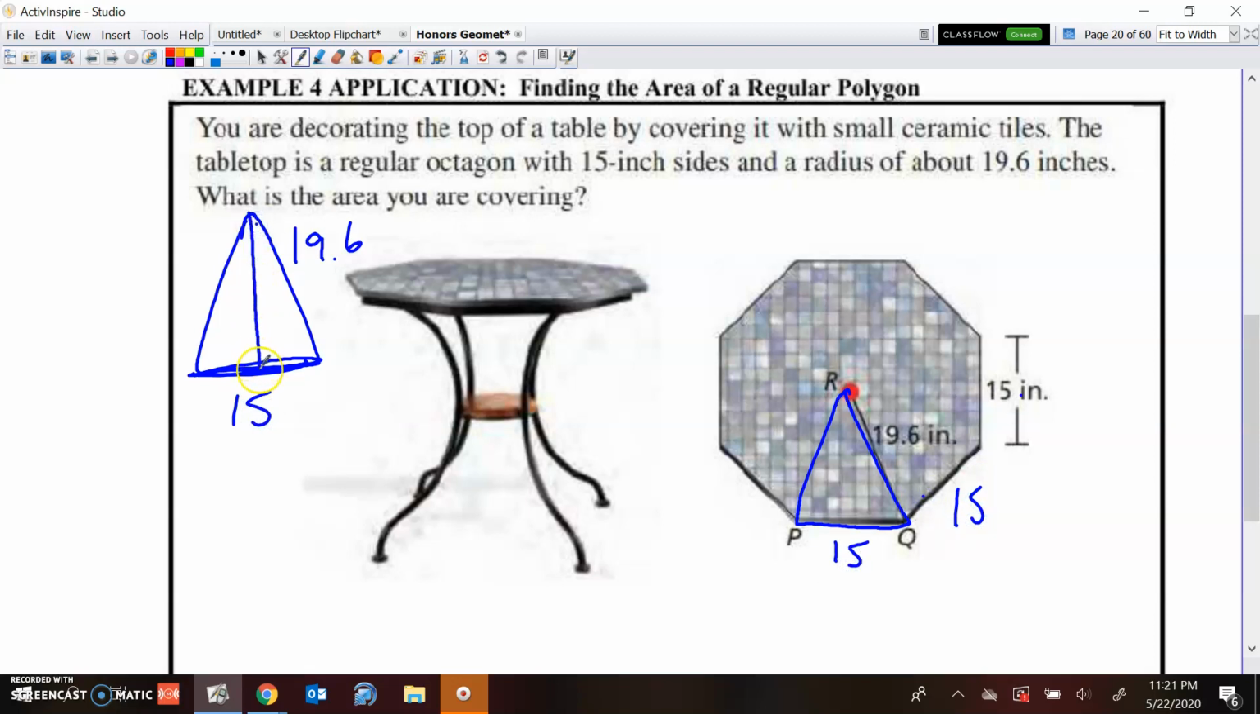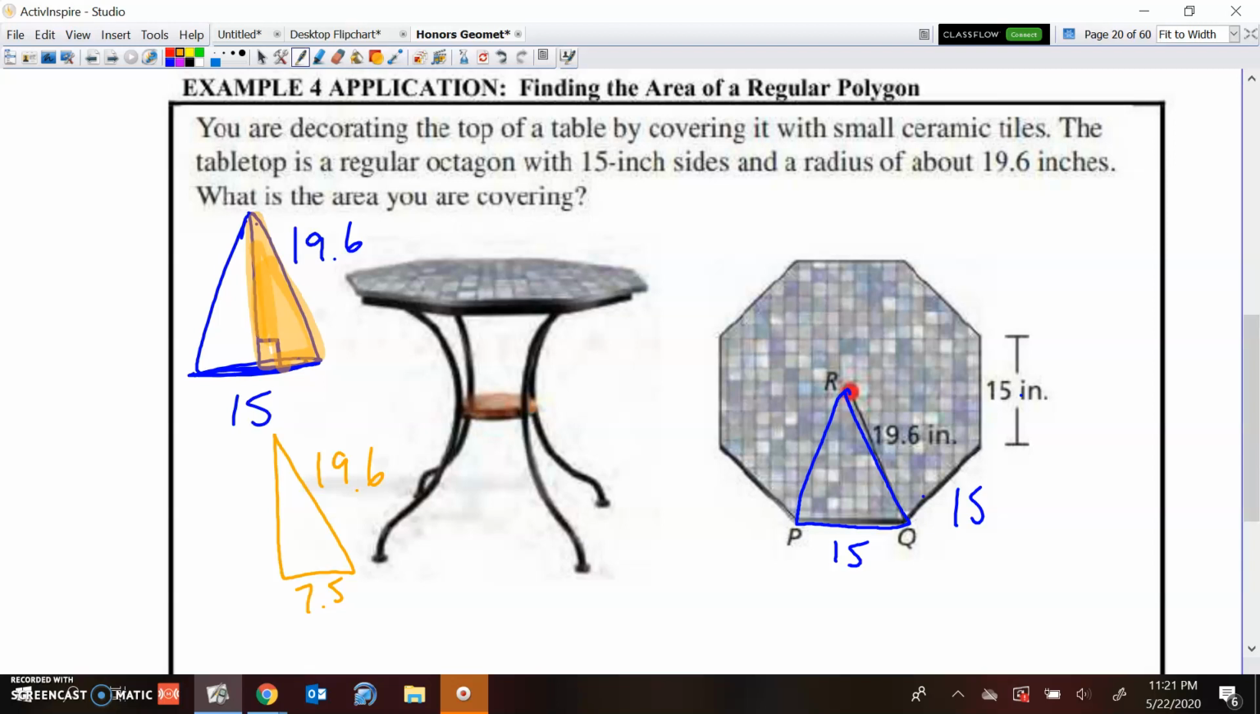Now I need to find the apothem so I can find the area. Well, in this case, I don't really have to use trig. I can just focus on this triangle, right? I'll redraw it down here, just that portion. If this is 19.6, I can take half of 15 and say that this little portion is 7.5, and I can do the Pythagorean theorem, right? So I can calculate that out. So let's do that.